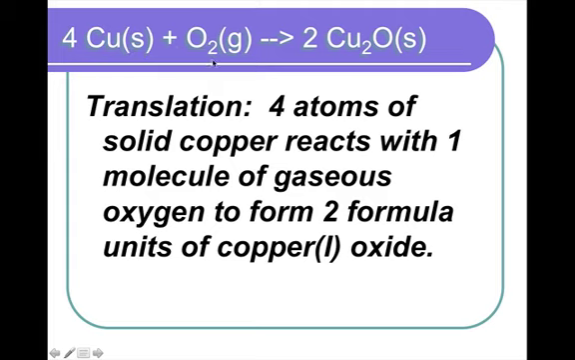This is oxygen. This is a diatomic element, and the representative particle of a diatomic element is a molecule. So this is 4 atoms of solid copper reacting with 1 molecule of oxygen gas, notice it's a G for gas, forms, yields, makes, produces 2 formula units, because copper 1 oxide is an ionic compound, so these are formula units. It makes 2 formula units of copper 1 oxide solid. That's how I read that chemical sentence.